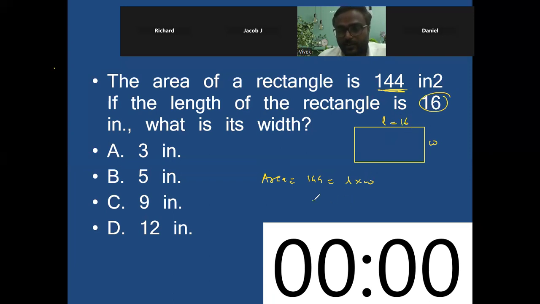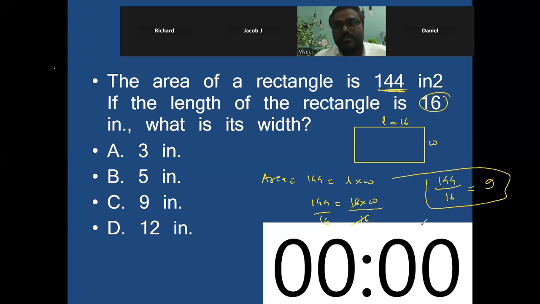I'll just substitute that over here. So 144 equals 16 times W. Divide both sides by 16. Now 16 will get cancelled. We need to divide 144 by 16, which is nothing but equal to 9. So 16 times 9 is 144. So 9 is your answer.